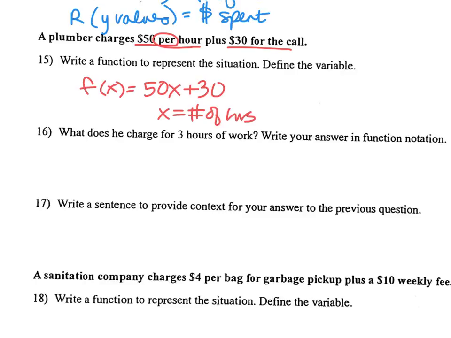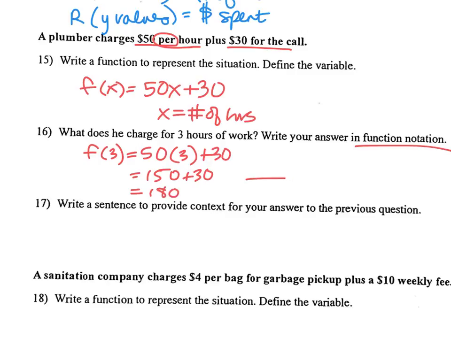And then what does he charge for 3 hours of work? So we're going to write our answer in function notation. So to figure that out, I'm going to find f of 3, which just means we plug in 50 times 3 plus 30 equals 150 plus 30, which is 180. So my final answer, we're going to write f of 3 equals 180. That's just a way to kind of say, when I plugged in 3, I got 180.